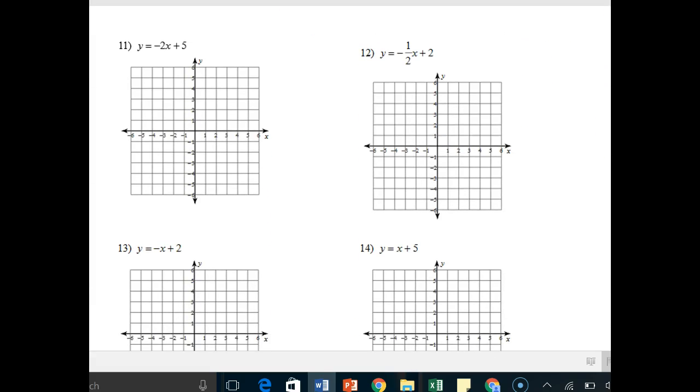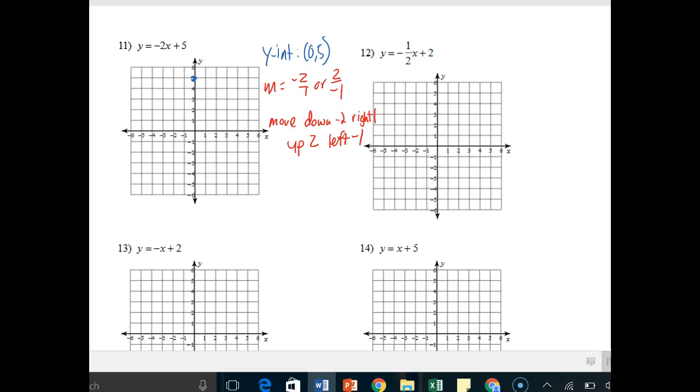Number 11, the y-intercept is 0, 5. So put a dot at 5. The slope, I'll say m from now on instead of writing out the word slope, is -2/1 or 2/-1. And how do I move? I move down -2, right 1, or up +2 and left -1.